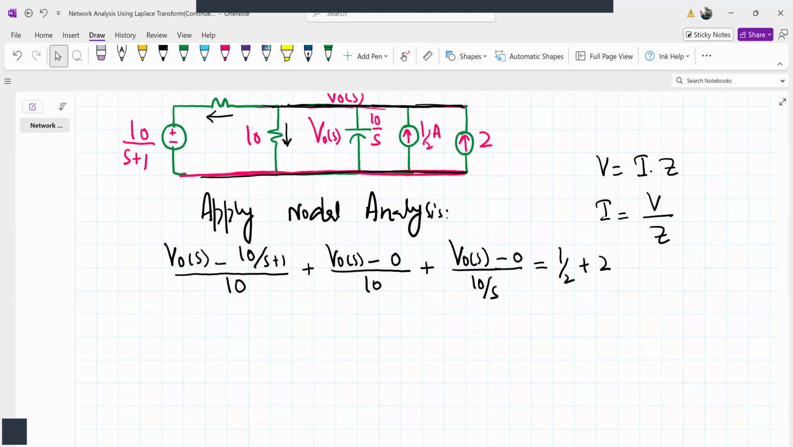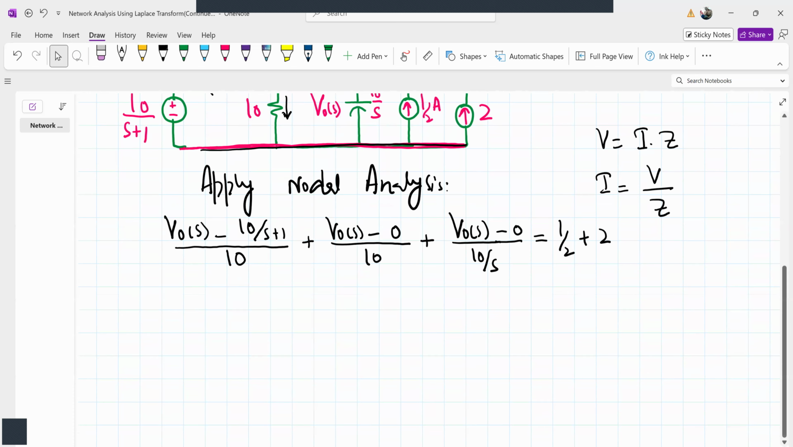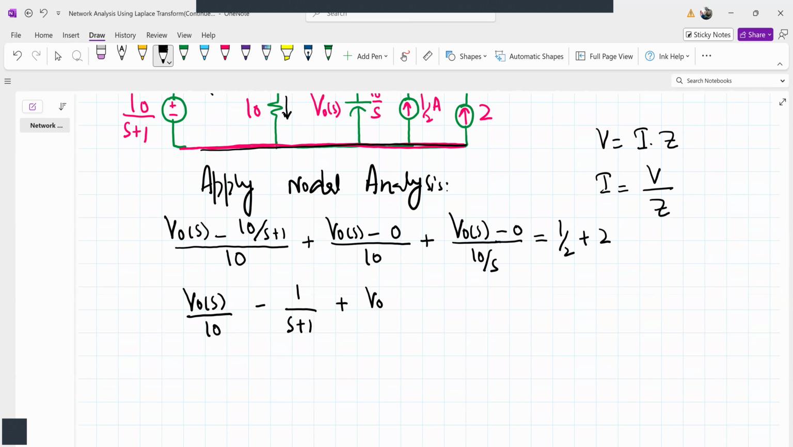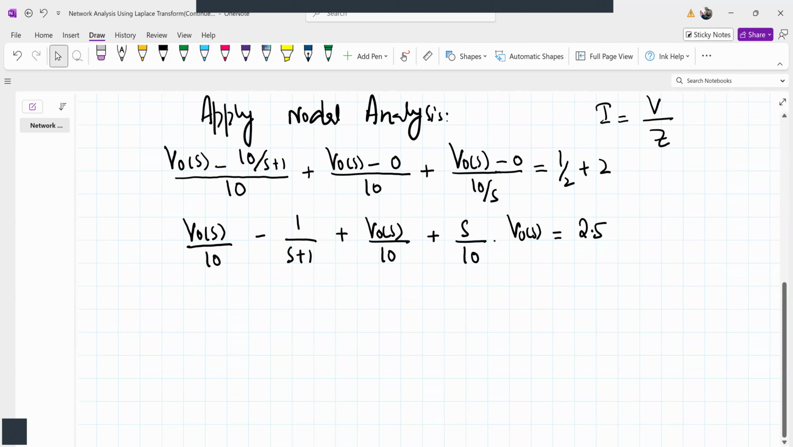Now if we simplify this a little bit, what will we get? We'll write V naught on one side and the constant terms on the other side. So we'll have V naught by 10 minus 10 and 10 will cancel. We'll be left with S plus 1 plus V naught of S by 10 plus we have here S divided by 10 into V naught of S will be equal to, this is 2.5, right? So this will be simply 2.5 on this side. Now 2 plus 1 by 2 is 2.5.